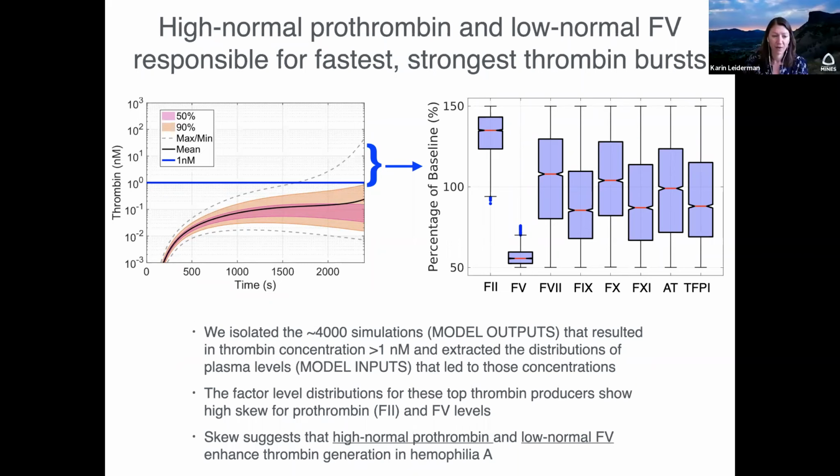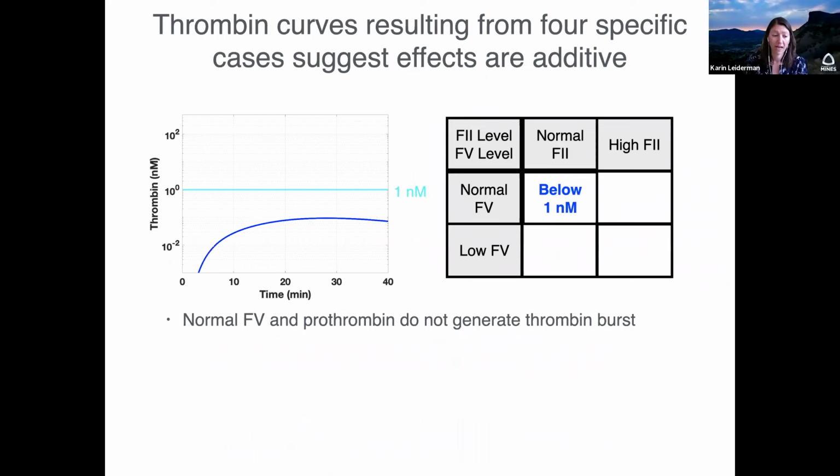So to test these two factors, one low normal and one high normal, we will have 4 specific cases to investigate, as shown in this little table here. So let's walk through the results of each case. First, we see that the normal levels of factor 5 and prothrombin, that's here, shown as the blue curve. We have a very weak thrombin response, and in fact, the concentration begins to decrease at about 25 minutes, and that's shown by this curve starting to come back down after some time, right? It doesn't have that bursting behavior like I mentioned before.